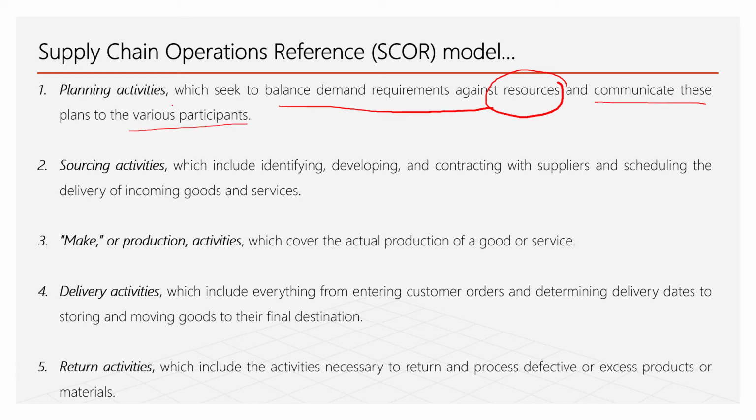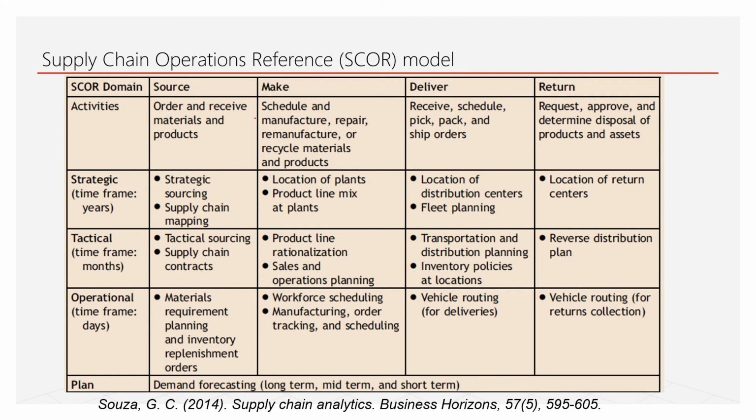Let me show you a model that I have taken from this research paper. They are indicating the SCOR activities, which are plan, source, make, deliver, and return. Basically, we are doing three types of decision making, or you can say three levels of decision making.